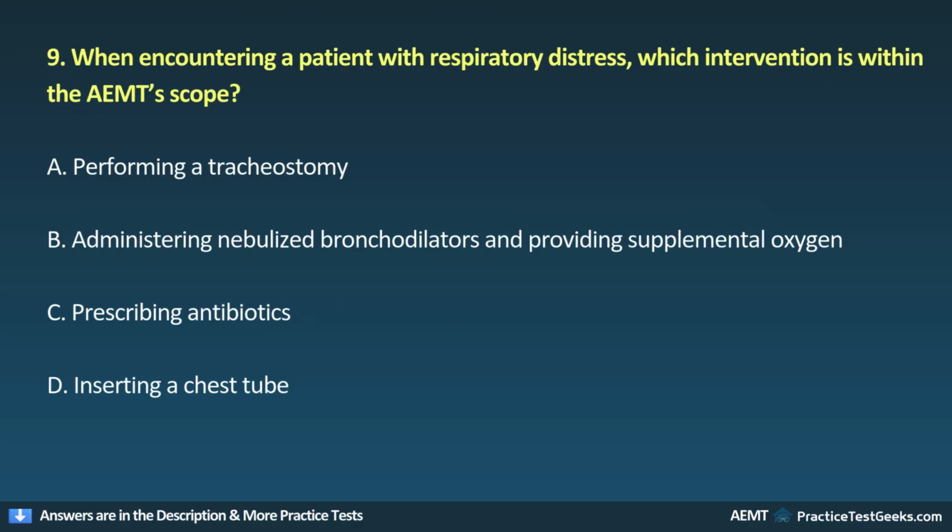9. When encountering a patient with respiratory distress, which intervention is within the AEMT's scope? A. Performing a tracheostomy. B. Administering nebulized bronchodilators and providing supplemental oxygen. C. Prescribing antibiotics. D. Inserting a chest tube.